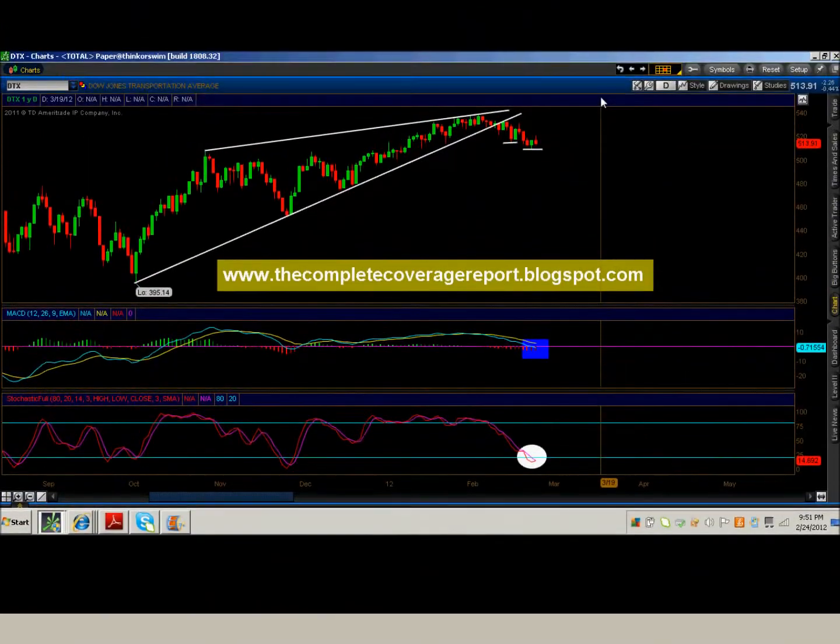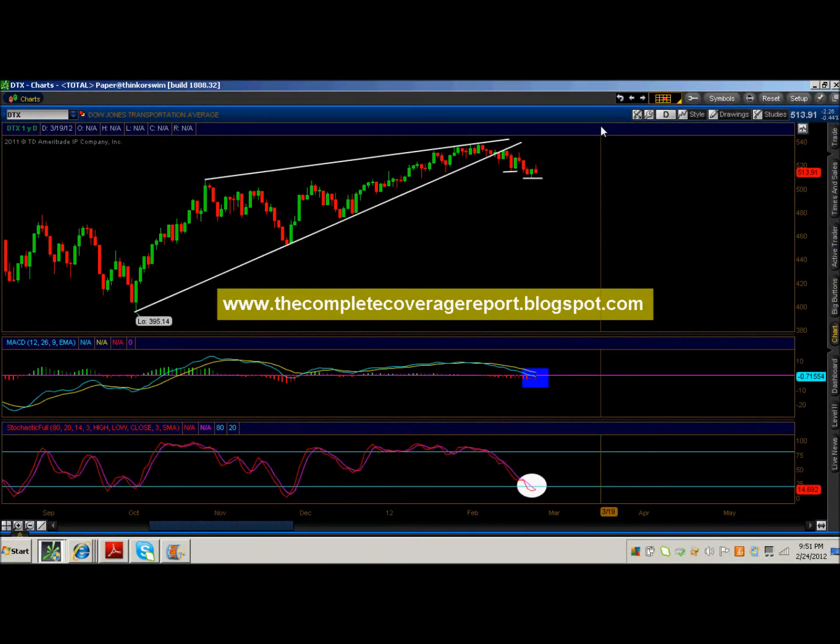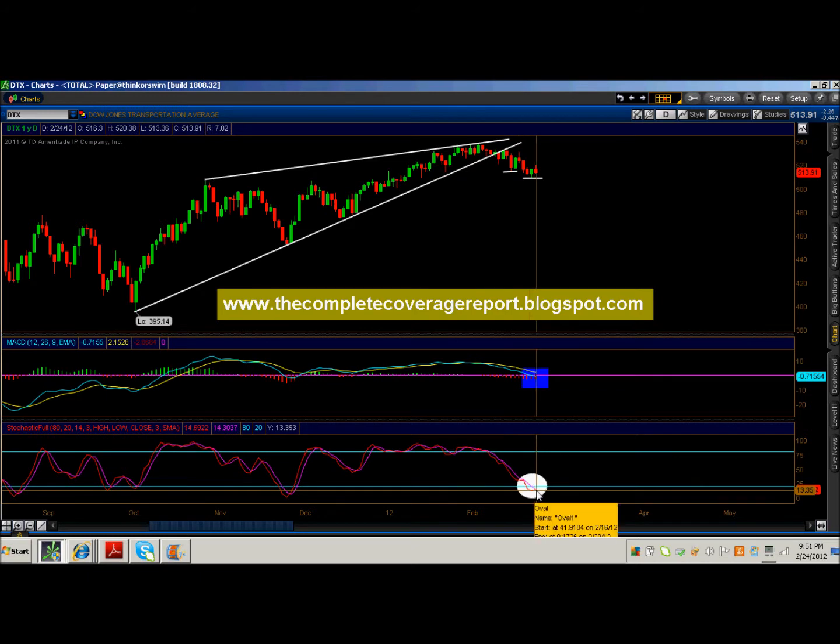Now this is the transports again without the moving averages, and I wanted to show you the rising wedge, and prices broke down from that rising wedge, and since then they have formed sort of a mini lower high and lower low pattern. Now with the stochastic oversold, it does appear like it wants to curl back up.